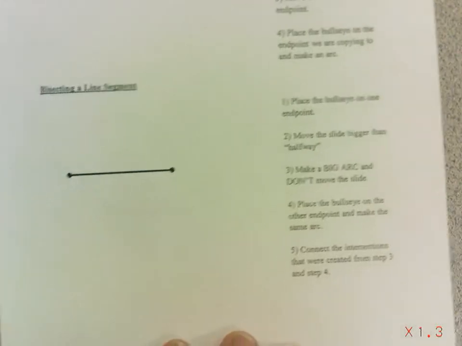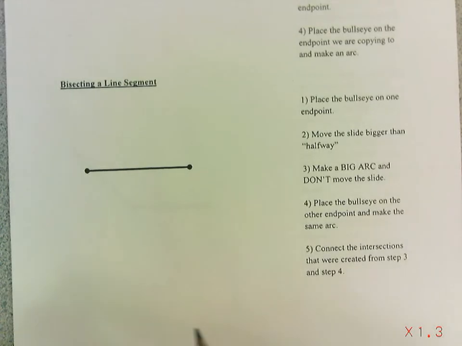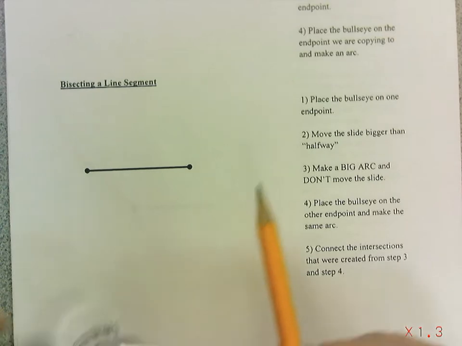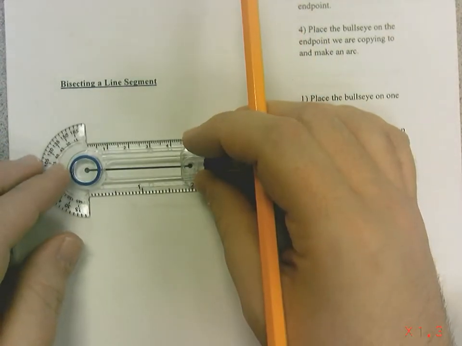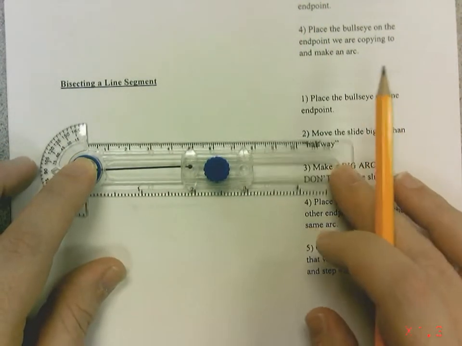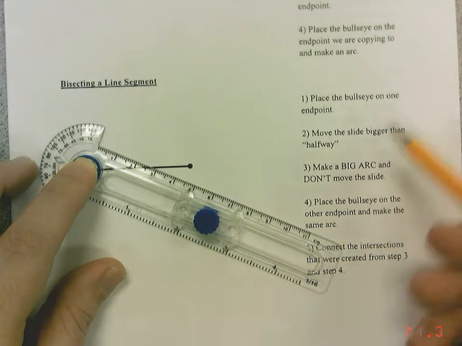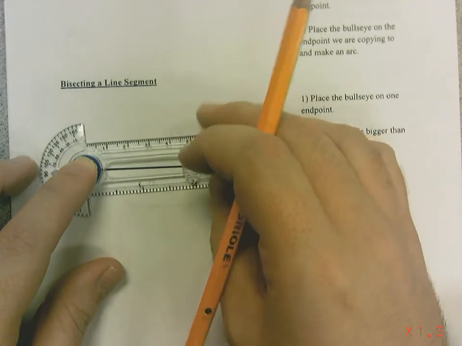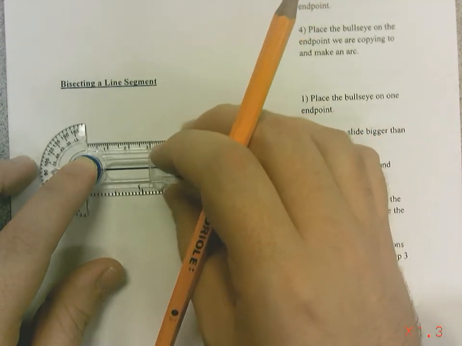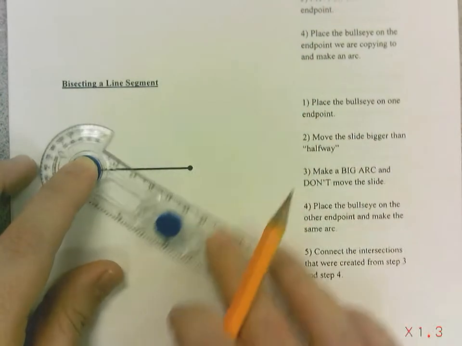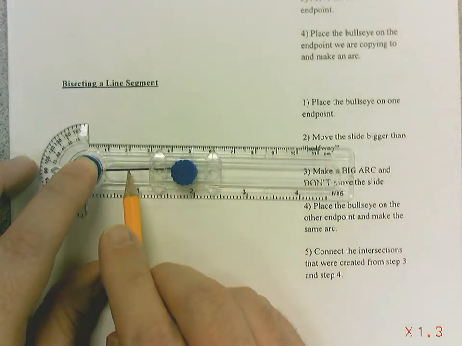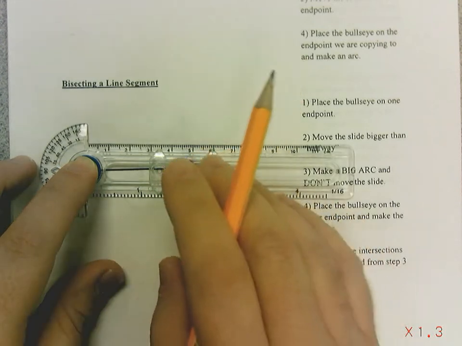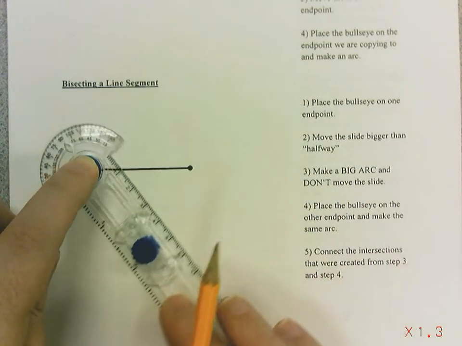The next construction we're going to talk about is bisecting a line segment. For this one, it wants me to place the bullseye on one endpoint, and then it wants me to move the slide bigger than halfway. Just think of that as more than halfway. So it wants me to move the slide window more than halfway towards the other endpoint. Halfway would be about right there. The window just needs to be more than halfway towards the other endpoint. As long as it's more than halfway, that's all that matters.